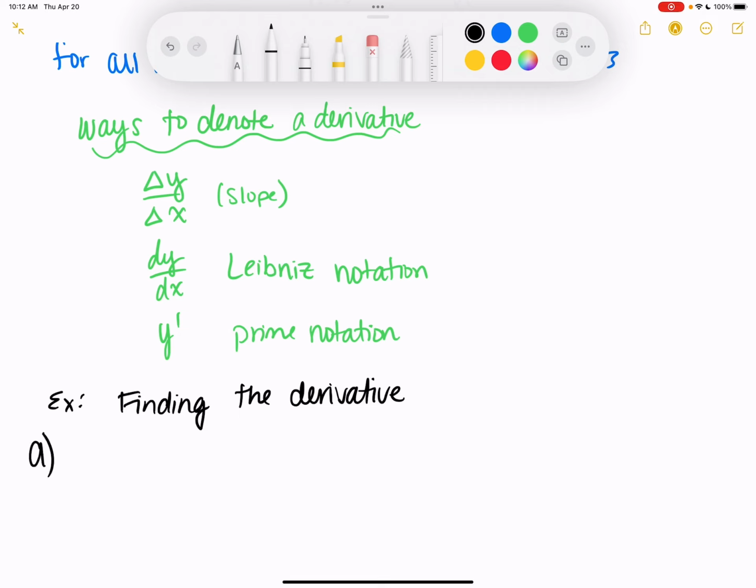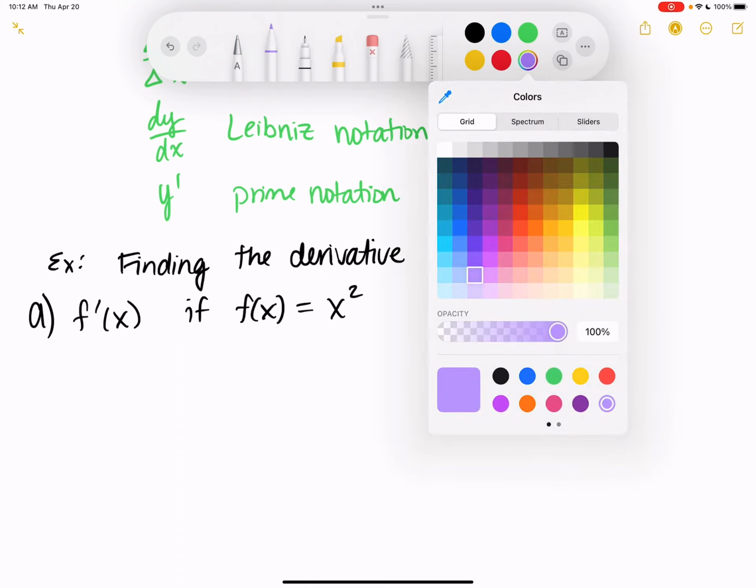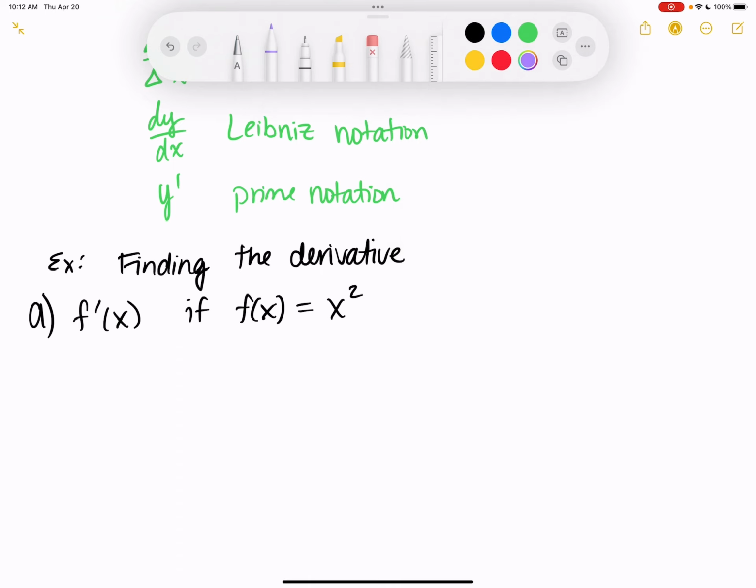So, the first one is we're going to find f prime of x if f of x is equal to x squared. Now, normally, the way that I would find this derivative is one line, and I'd be done. But we have to do it the long way, so it's going to take a little longer than that. It depends on how you write your limits, on 2 separate lines or as one, which will make a difference.